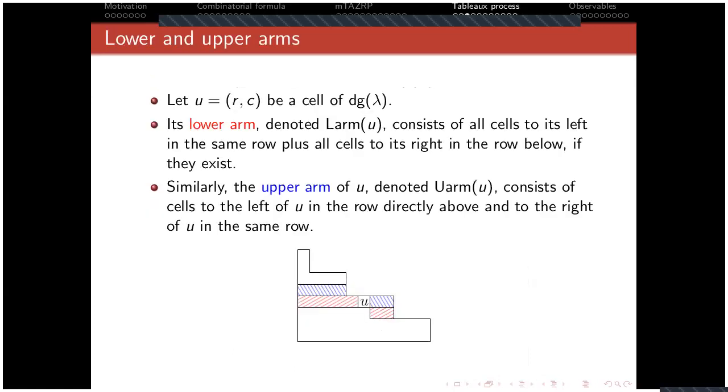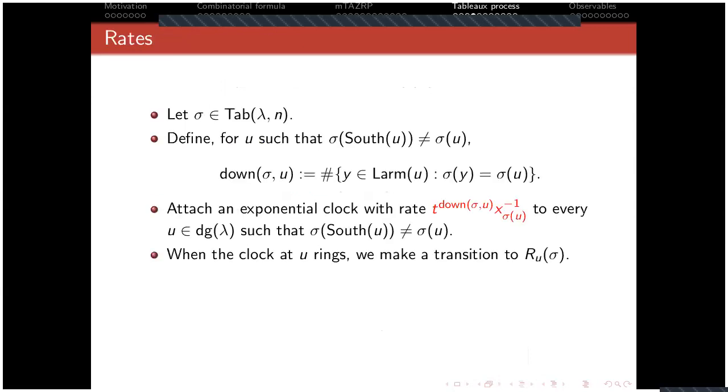And I remember I also need the t parameter. To define that, I will need the notion of upper and lower arms. So you fix a cell. Its lower arm is the set of all cells to its left in the same row and to its right in the row below. And the upper arm is the set of all cells in the row above to its left and cells in the same row to its right. And this applies for every cell U for which the content of the cell is not equal to the content of the cell below.